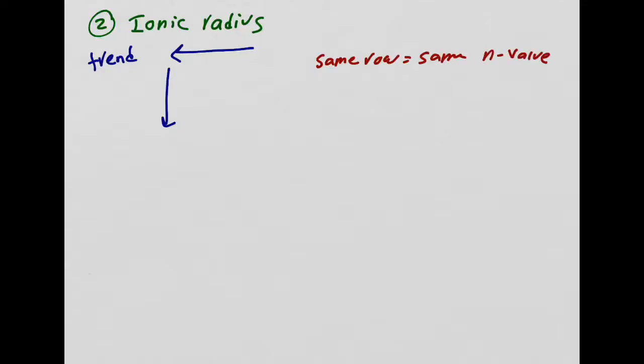If you're in the same row, you have the same n value, then charges matter. So if you're in the same row, you have the same n value. If you have charges, the more negative you are, that means the bigger you are.